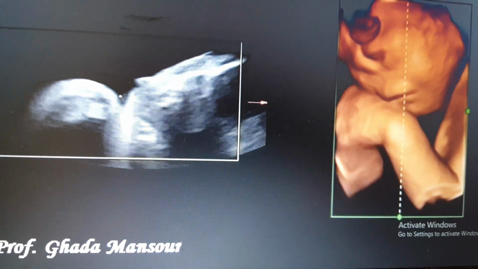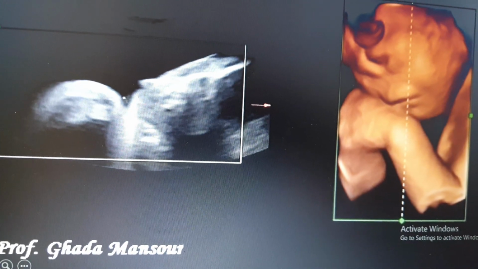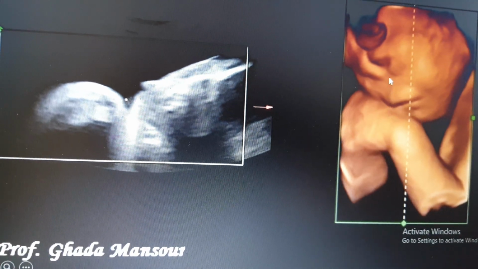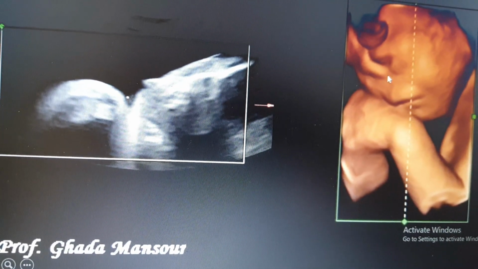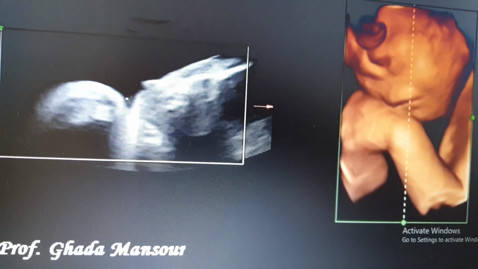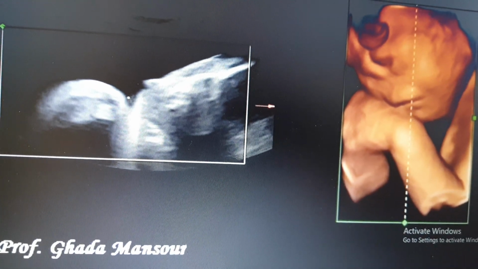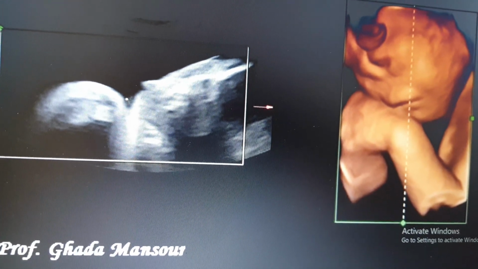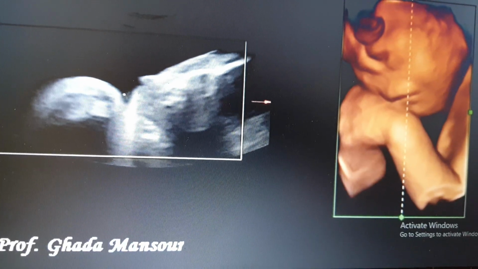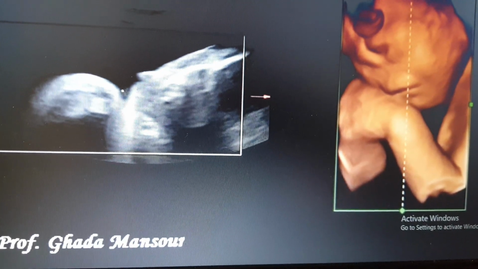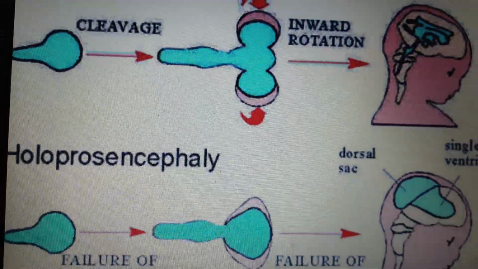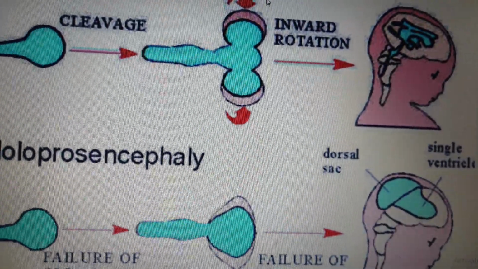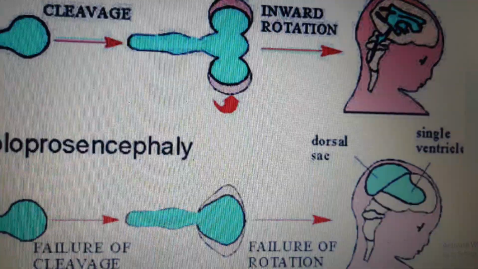They understand that when there is this facies, with cyclopia and this proboscis, that means this is the most severe form of holoprosencephaly, in which there is alobar holoprosencephaly of the brain. Those who said alobar holoprosencephaly actually understood that anomaly, which, in very simple words, is the anomaly of cleavage, the absence of cleavage of the brain.